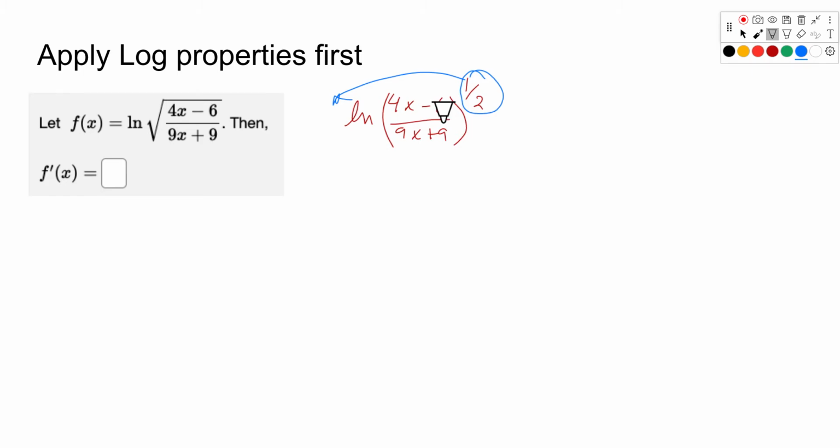And at the same time, when we have 2 things divided, what does that make it? They split into 2 logarithms that are subtracted. So let's see how this looks. This is going to become 1/2 times the whole thing, because it applies there, the natural log of 4x minus 6. Ooh, that's looking much nicer. Minus the natural log of 9x plus 9.